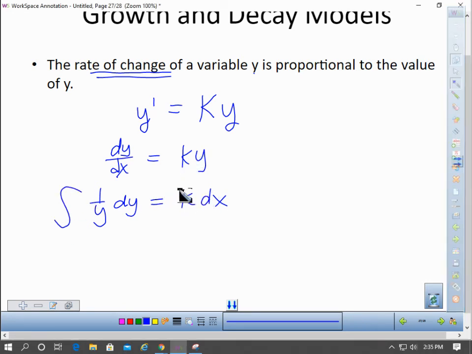Now we integrate both sides, just like we've been doing. The antiderivative of 1 over y is ln of the absolute value of y, because that's the derivative of a function. The antiderivative of k, that's just a number. A constant of proportionality is just a number, a value. The antiderivative of that in terms of x is going to be k times x, just like the antiderivative of 3 would be 3x. The antiderivative of k is going to be k times x, and then plus your c.